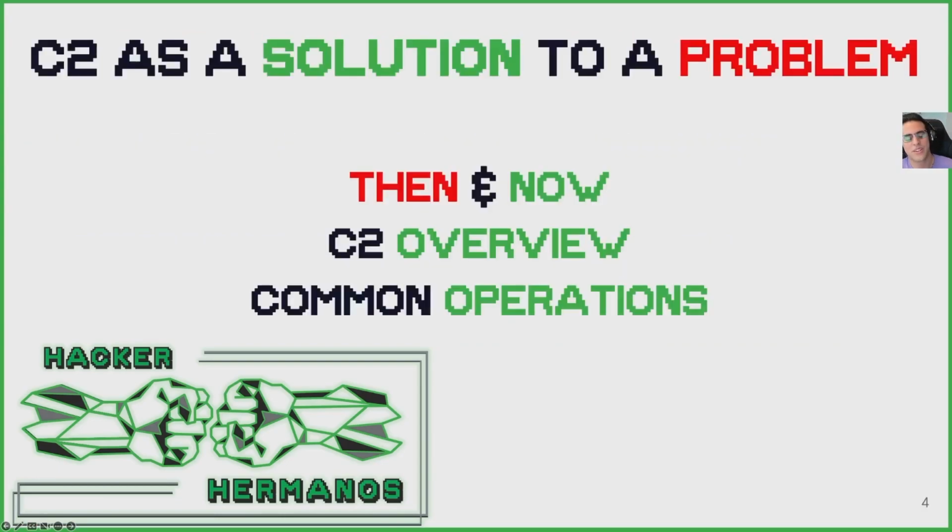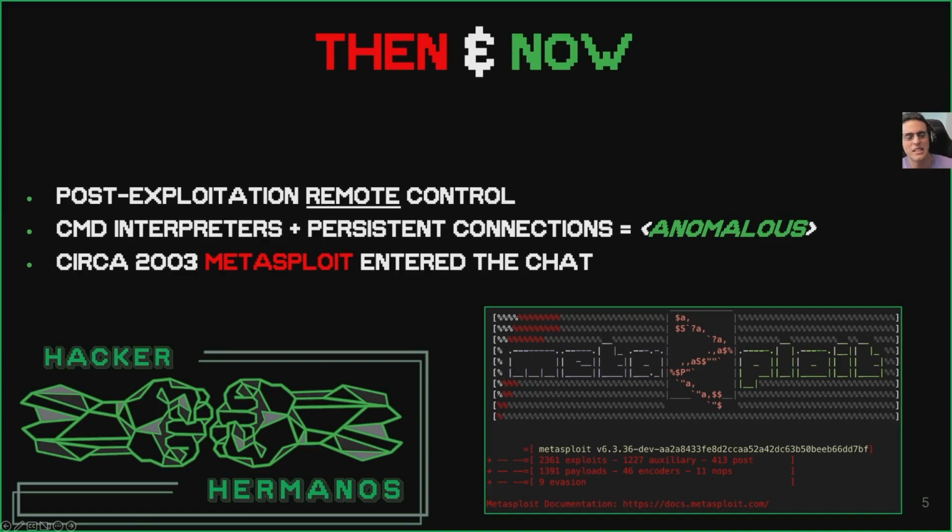C2 frameworks are the modern solution to a problem that started a while ago. Let's talk about the what, why, and how. So the situation is the following. You compromise the system. You got interactive access to a command interpreter through the network. Eventually, activity like this started being identified as anomalous and detected as a threat. Nowadays, seeing cmd.exe, PowerShell.exe, batch interpreters open a TCP connection outbound is almost a universal indicator of compromise.